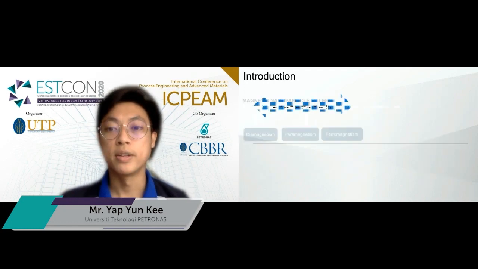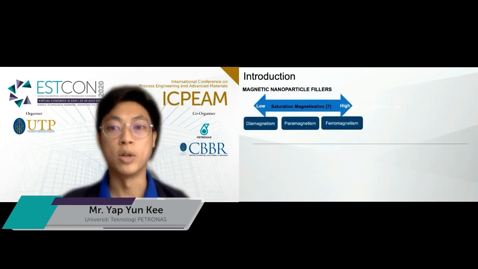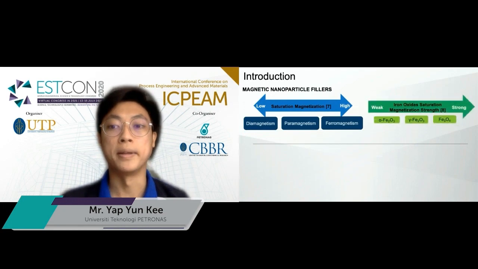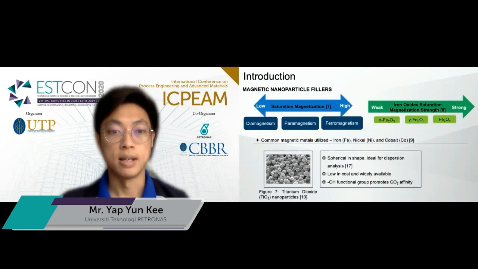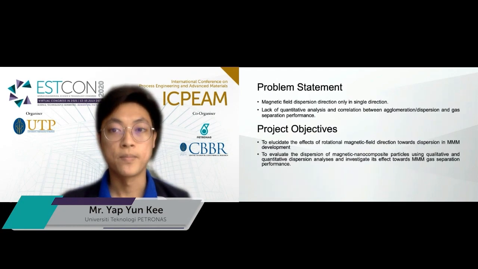So moving on, alpha iron oxide was selected to be coated on TiO2 due to its paramagnetic nature, as we want to avoid the filler from agglomerating in nature. As for TiO2, it is a cheaper substrate to test our hypothesis. As you can see, the OH functional groups also promote the CO2 affinity.